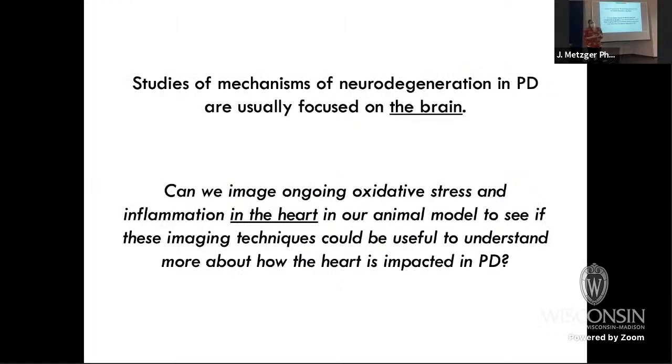So as I talked about, many of these mechanisms of neurodegeneration have been studied fairly well in the brain, which then left us with our question. Now that we've developed our animal model and we have some idea of the mechanisms we want to look at, we want to know if we can image this ongoing inflammation and oxidative stress in our animal model to see if these imaging techniques could then be useful to teach us more about how the heart is affected in actual patients with Parkinson's disease.